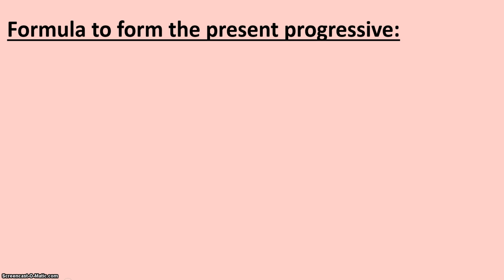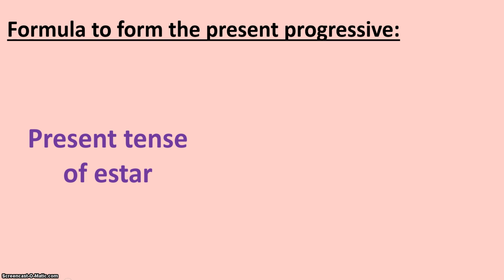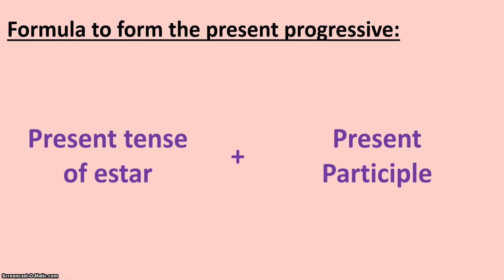So, the formula that we are going to be using to form the present progressive tense in Spanish is the present tense of estar, conjugated, plus the present participle.